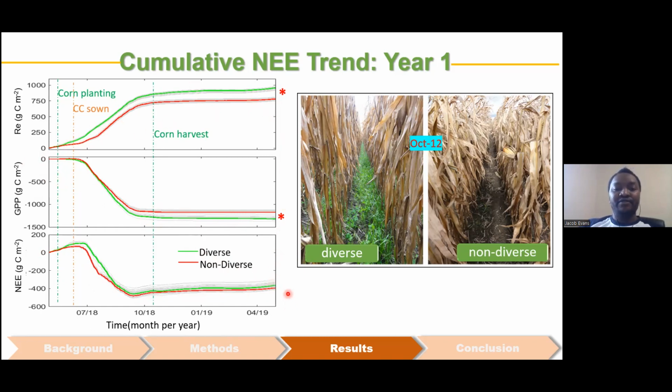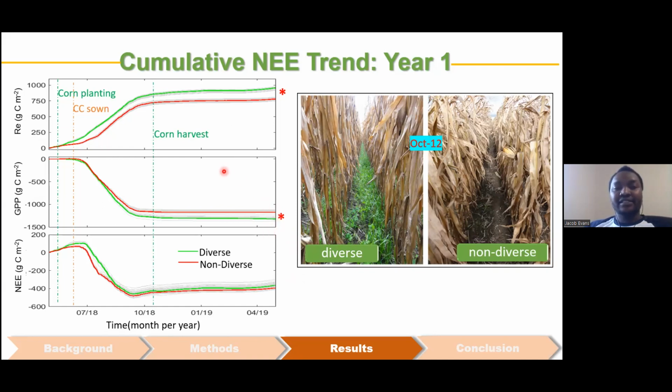So at the end of the first year, the net is negative, and this basically shows that GPP was larger than the respiration for both fields. And this is what we expected, because corn is a C4 plant, and as such has maximum photosynthetic efficiency.